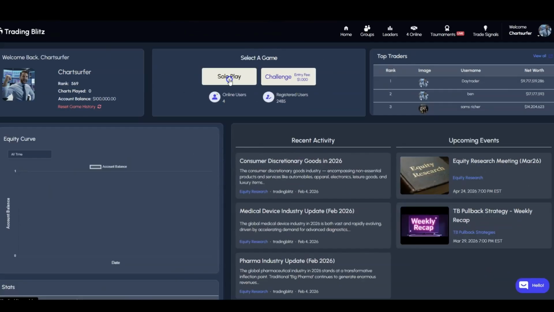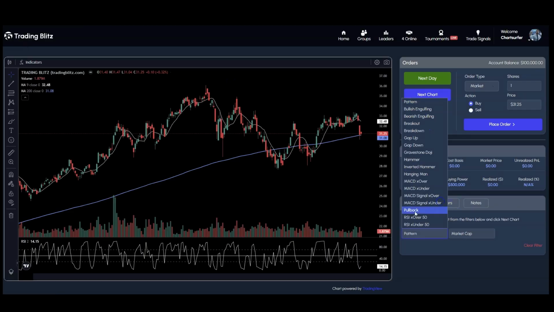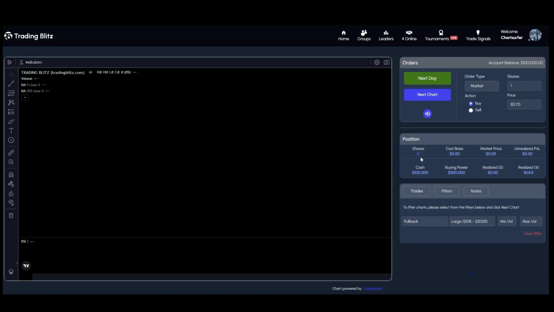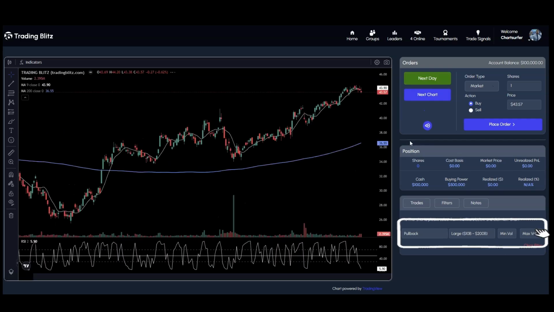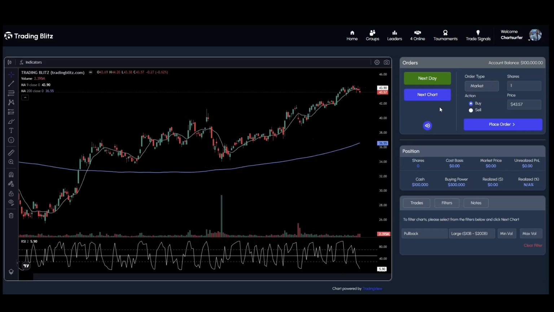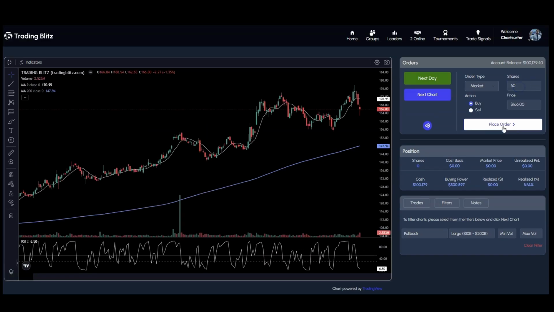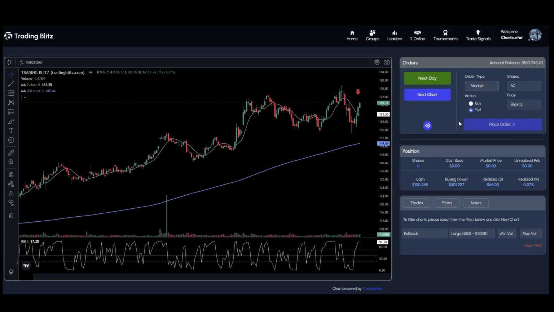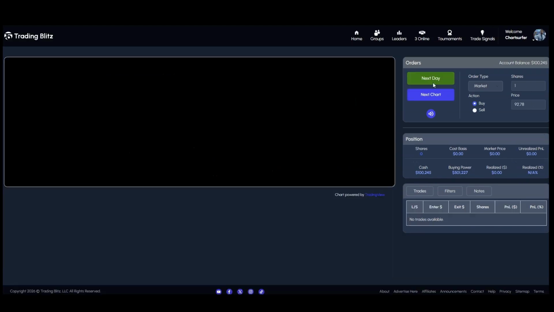Okay, let's jump into the test. For this test, I'm going to use chart filters, which is a premium feature on Trading Blitz, but it'll help us make the test go faster. Here you can see I've selected large cap stocks that are in a pullback pattern. This is our proprietary algorithm that identifies pullbacks in an uptrend. In other words, it ensures that the pullback happens when the stock is above the 200-period moving average. Then there's also the volume filter, but we'll leave that alone for now.